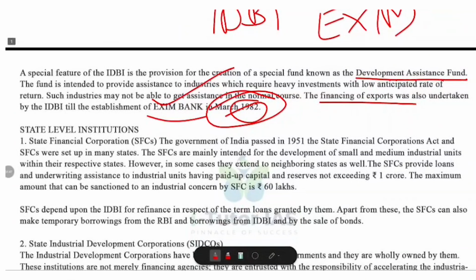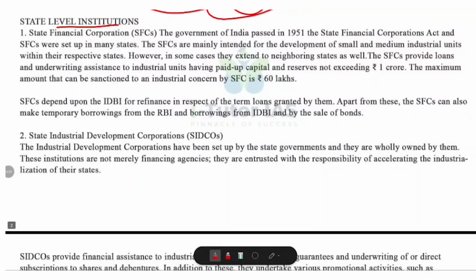Okay. Now, let's move on to the next part of our discussion, state level institutions. So far, we have discussed the all India level institutions like IFCI, ICICI and IDBI. Okay, now let's see how financial support is provided at the state level. That's where state financial corporations come in. The state financial corporations or SFCs were established under the State Financial Corporation Act 1951. This act was passed by the Government of India to promote small and medium scale industries in different states.